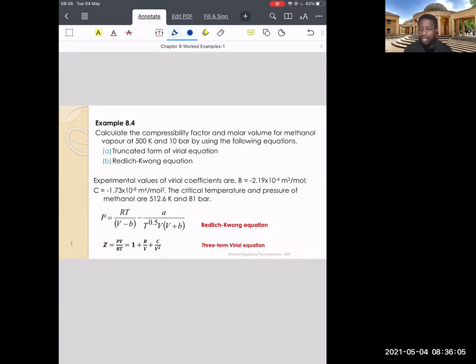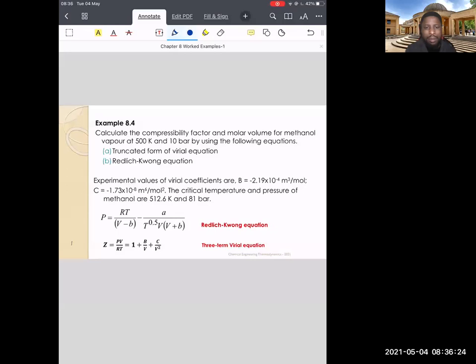Started working out calculations on equations of state. And if you remember, we looked at 3 equations of state yesterday. Can someone remind me some of those equations of state?